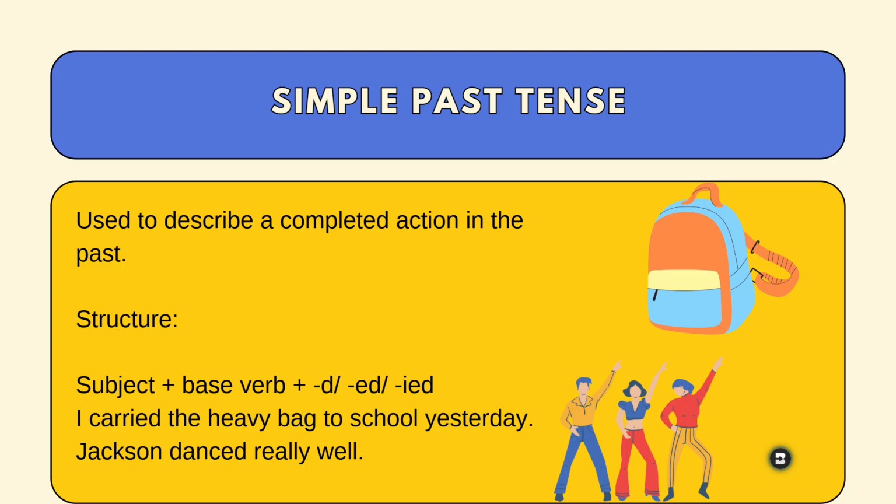Jackson danced really well. Jackson is the subject here and dance is the verb, and we add ED to it to make it into its past tense form. Can you think of a sentence with an irregular verb? You can share it in the comments below.